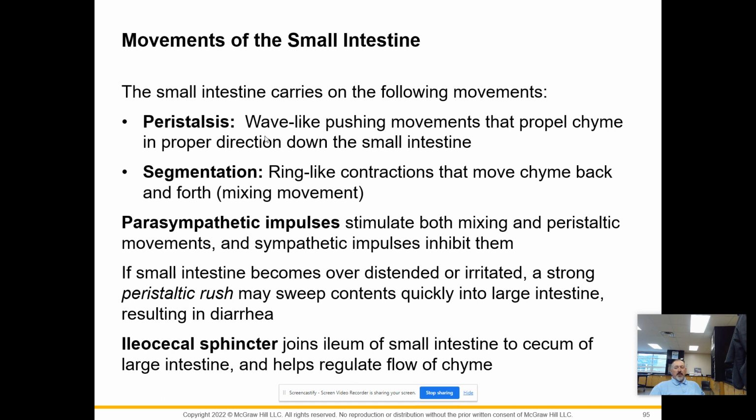The parasympathetic impulses stimulate both mixing and peristaltic movements. No surprise, because the parasympathetic is the rest and digest. The sympathetic is going to inhibit them. If the small intestine becomes overdistended or irritated, a strong peristaltic rush is going to sweep contents into the large intestine. It's like, we're not dealing with this, just get it out of here. And it does. It's called diarrhea.